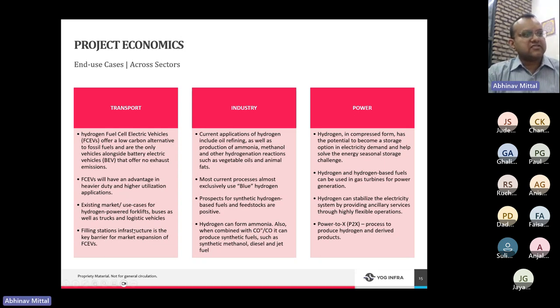So as I said, filling station infrastructure is a key barrier for market expansion of FCEVs. So that's mentioned here, right? And the use cases are forklifts, buses, trucks, logistic vehicles. Then on the industry side, as I said, the steel industry is one, but also other things like oil refining, and ammonia, converting into ammonia and then using it for agriculture, for urea production. That's also a major business case.